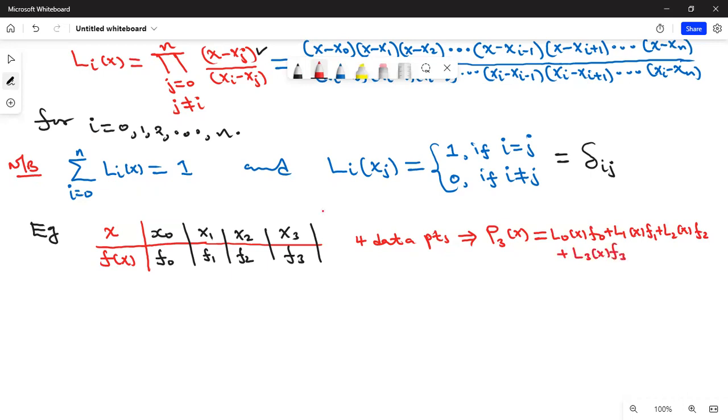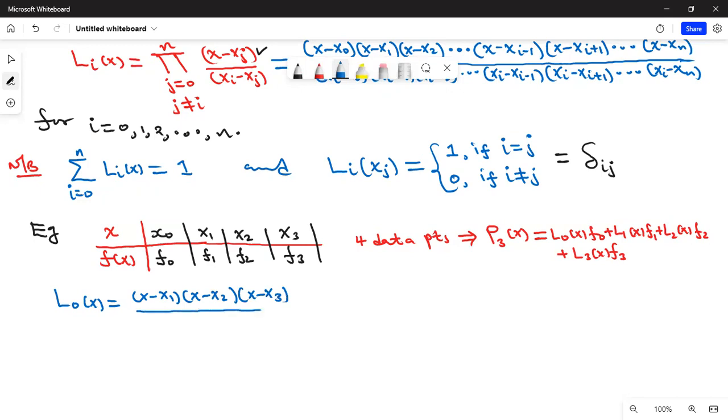So how do you get those Lagrange coefficients? In this case, L naught of x, when you are at x naught, you bypass that in the numerator. So when you're multiplying, you bypass x naught in the numerator. So we start with x minus x1, x minus x2, x minus x3.